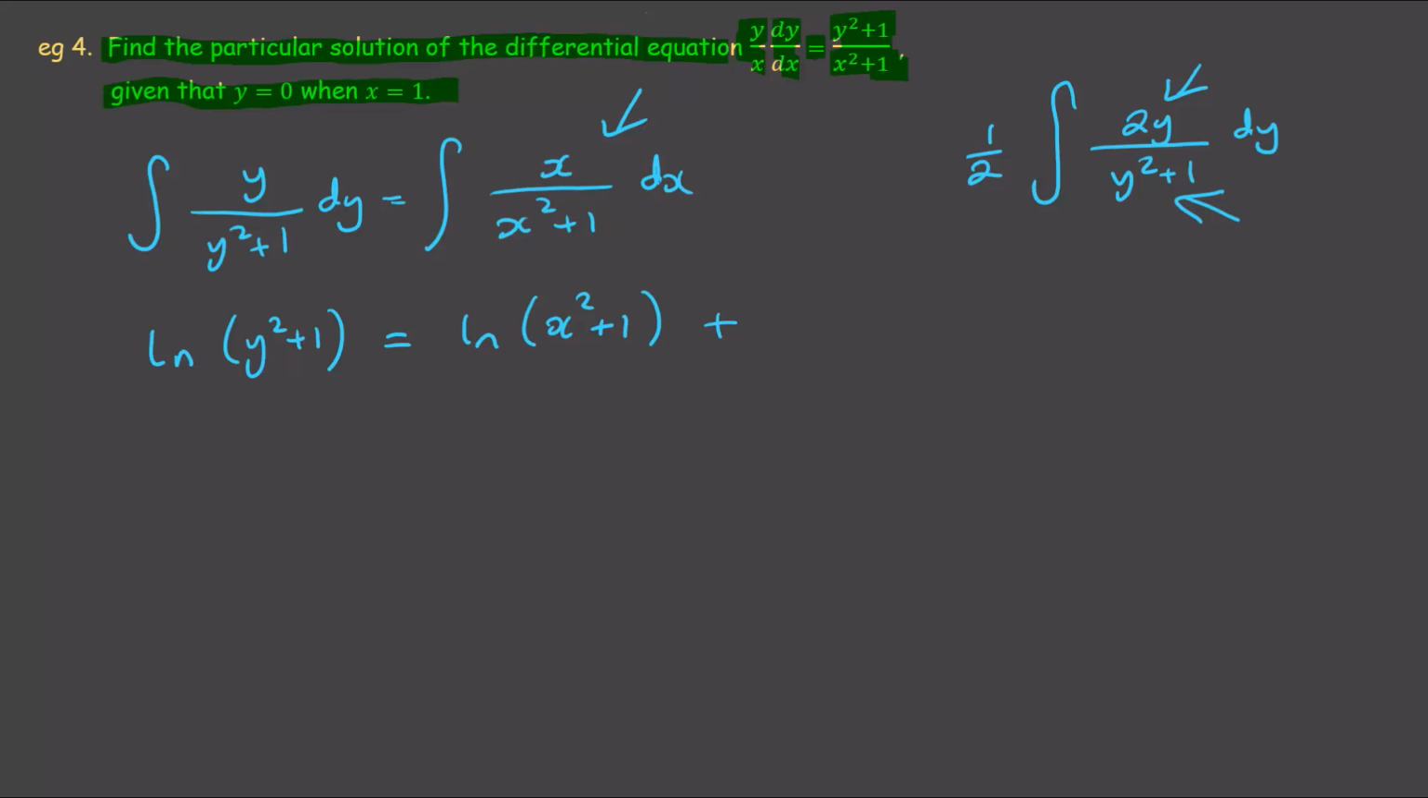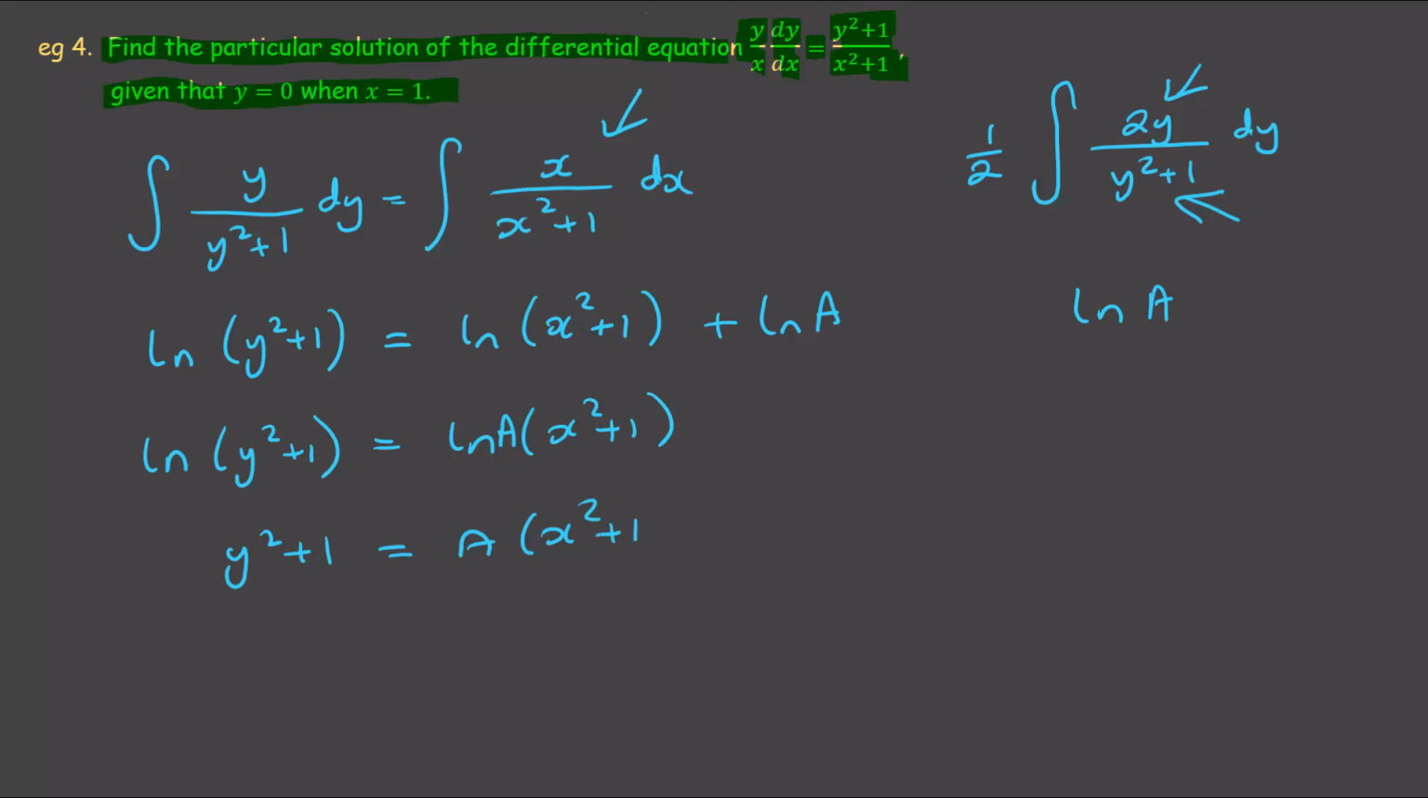Now what I would do in this situation, where everything else is a log, is write my constant as a log. So I'm going to call it ln a. And then I can use a log law to say ln(y² + 1) is equal to ln of a(x² + 1), putting the a in here. And then, because log is a one-to-one function, that means that y² + 1 would be equal to a(x² + 1).